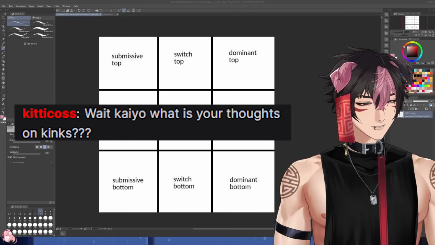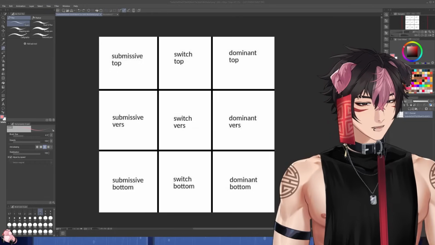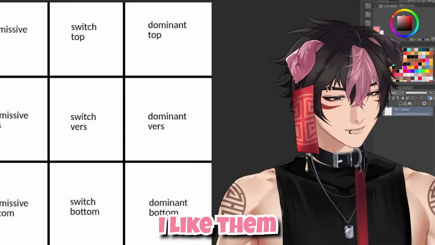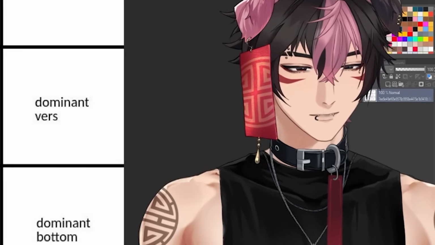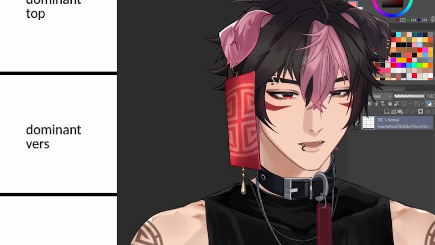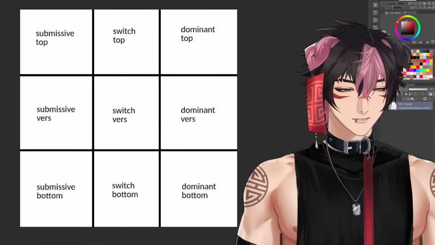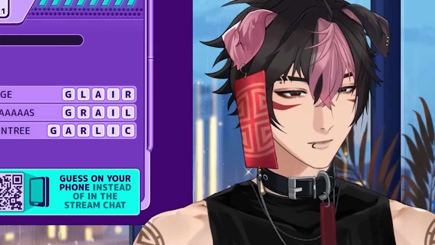What are your thoughts on kinks? My thoughts on kinks? Overall? I mean, there are so many. It's hard to say. I like them. But remember, labels, you don't have to follow them. They're just there to help guide you. Would you be able to go over all the sexualities and genders? Hell no. Nowadays in 2025, there's over 100. Shit. We're making new words. I'm just kidding. Oh my God.